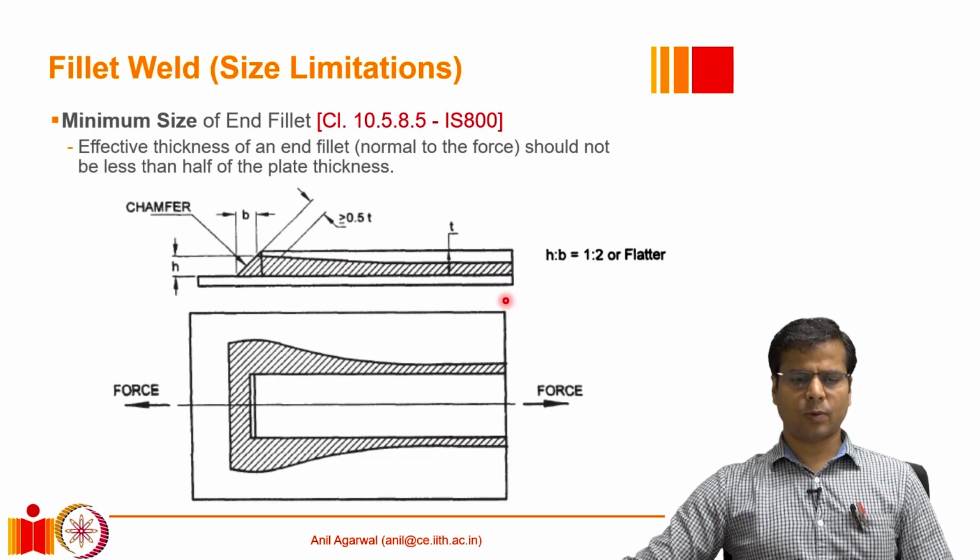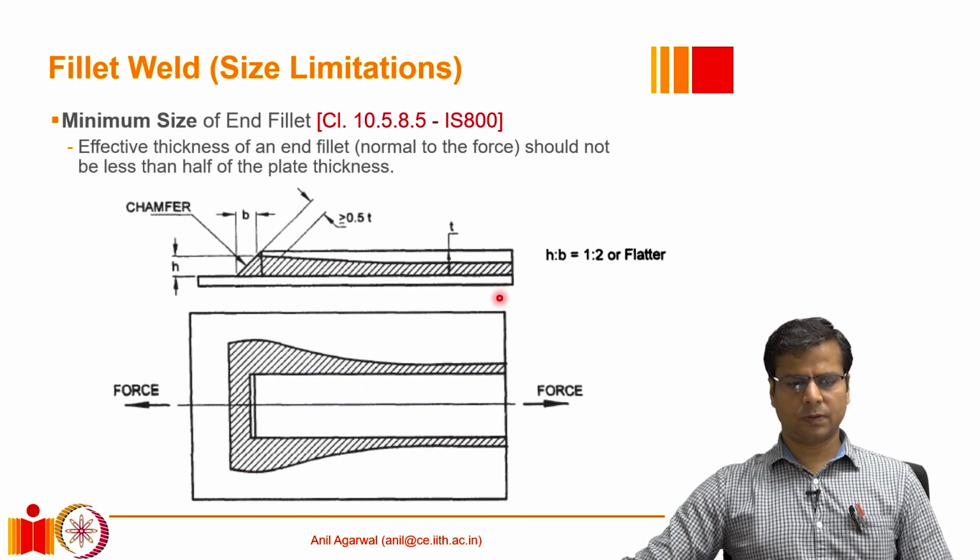In addition to these requirements for the minimum weld size, to ensure that there is sufficient heating or heat input into the weld material, there is also a special requirement for the minimum size of the end fillet. An end fillet is shown here through an example. These are the two plates. This is one plate, this is the other plate. These are lap joints using an all around fillet.